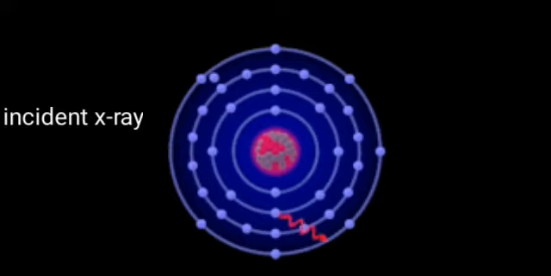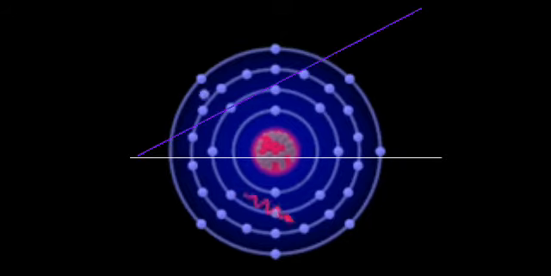You can see the incoming incident X-ray that has a wavelength given by lambda, which is shown by the following wave. On the other hand, we have the stationary electron. And when the collision takes place, basically some of that energy of the X-ray is absorbed by the electron, and the electron moves away at some angle theta with respect to the horizontal axis.